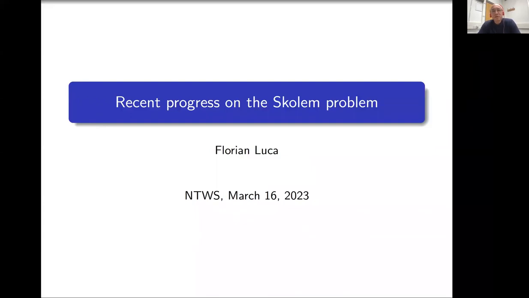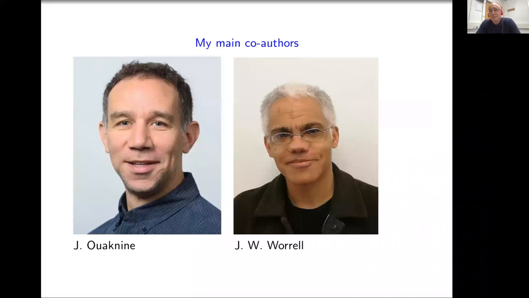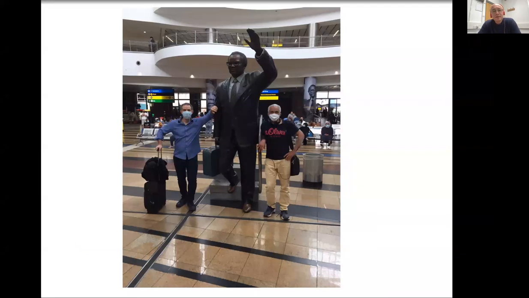So let's move on. My talk is about recent progress on the Skolem problem. My main co-authors are depicted here. Joel Ouaknine is a director of the Max Planck Institute for Software Systems in Saarbrücken. And the colleague on the right, James Worrell, is a professor of computer science at Oxford. Here they are, they visited me in South Africa in January of last year. Here is a picture with them at O.R. Tambo airport.